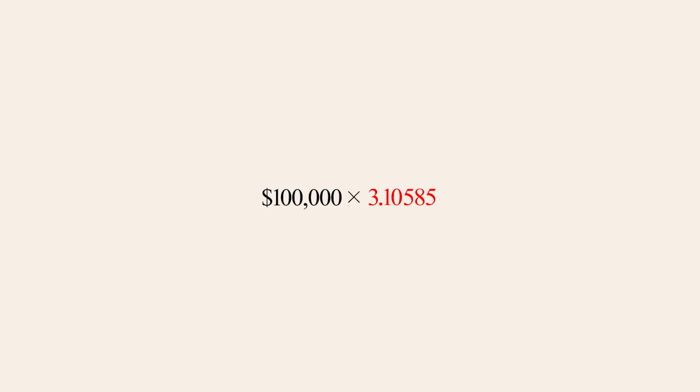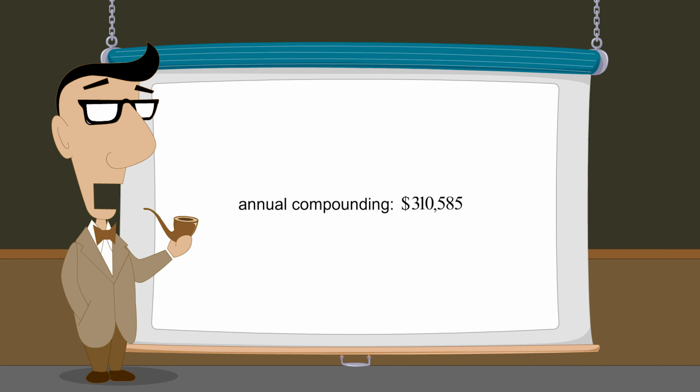Multiplying that times an initial principal of $100,000, we see that with annual compounding, after 10 years, our initial $100,000 investment has grown to $310,585. Now, let's see how this compares with quarterly compounding.